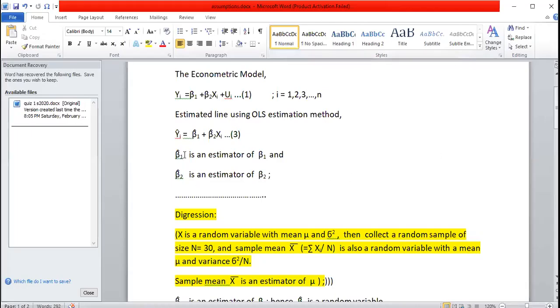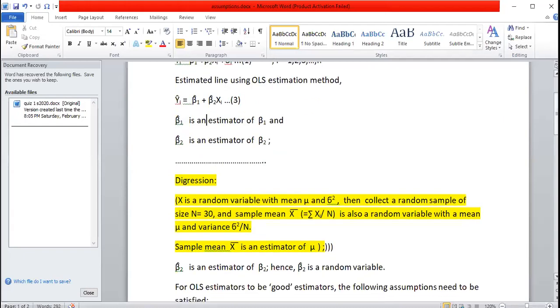So beta 1 hat is an estimator of beta 1. Beta 2 hat is an estimator of beta 2. Remember, beta 1 and beta 2 are parameters. Beta 1 hat is an estimator. Beta 2 hat is an estimator of beta 2. They are totally different things. Don't mix these two things up. And then we said, what is an estimator?